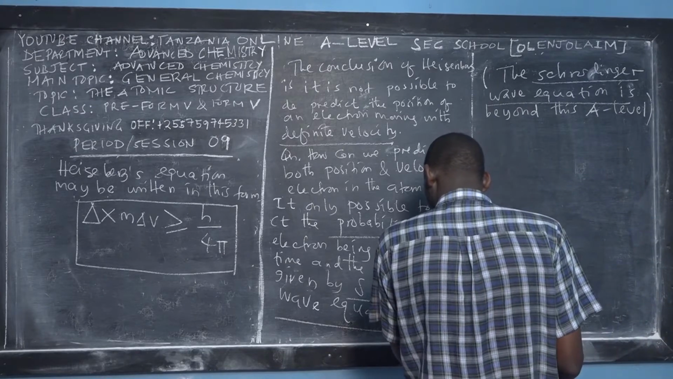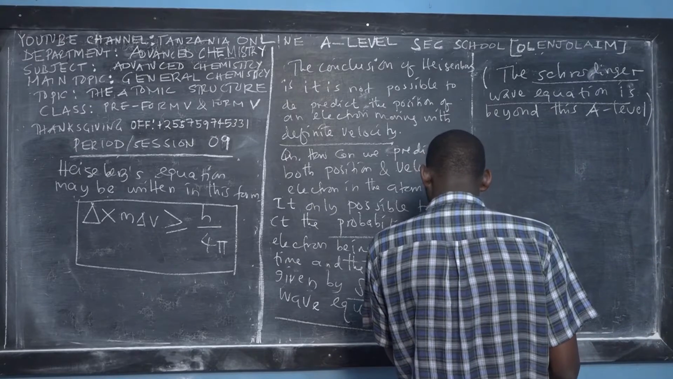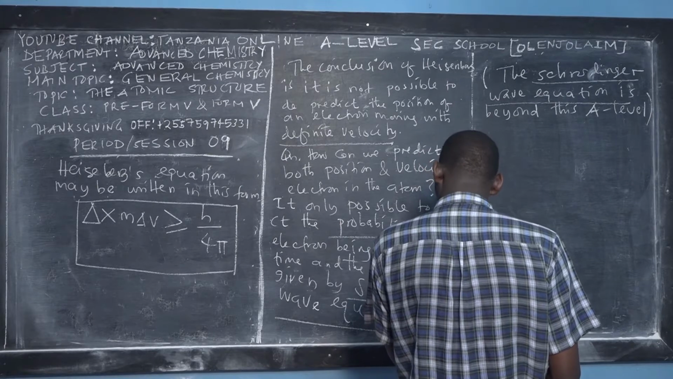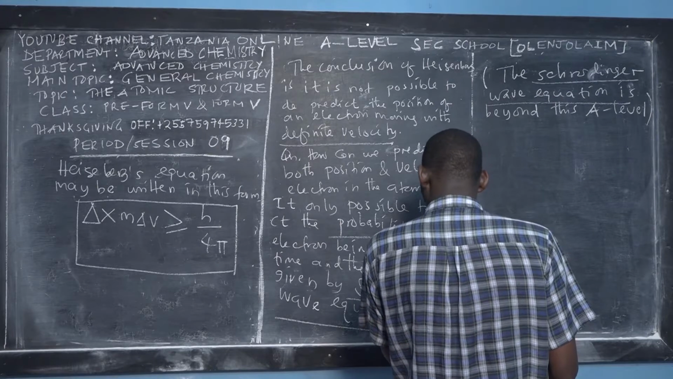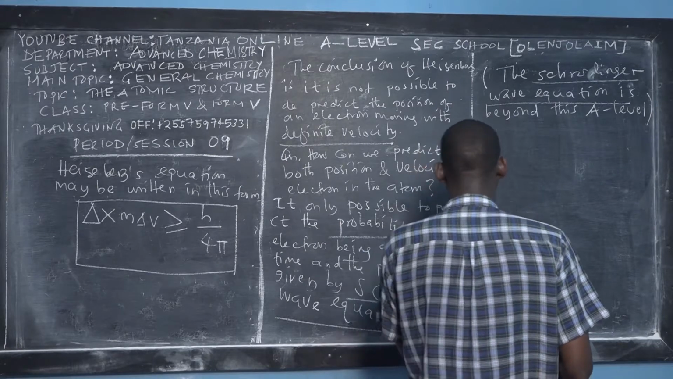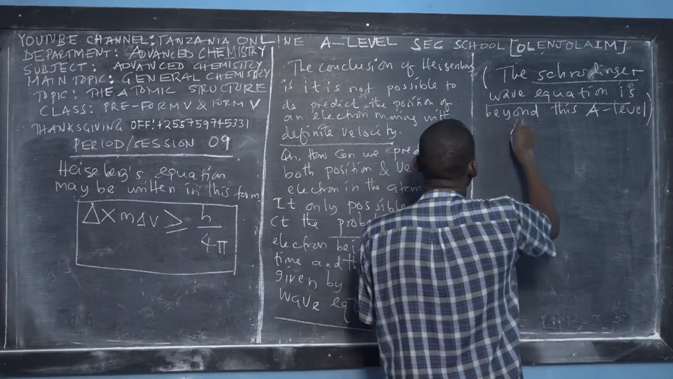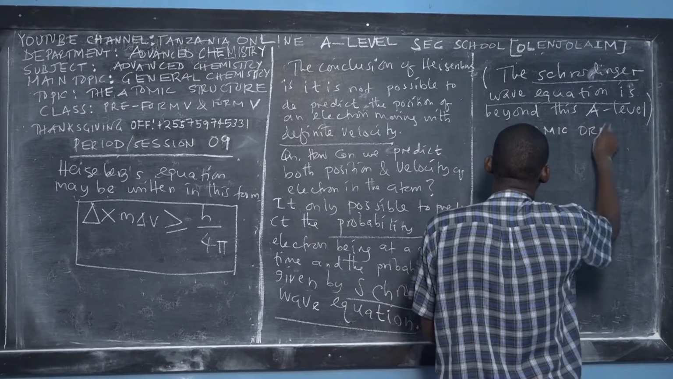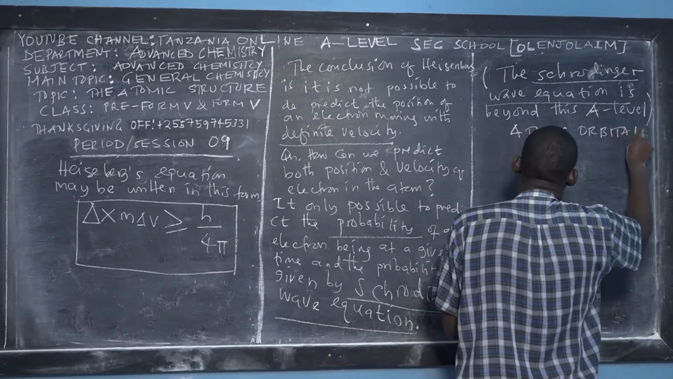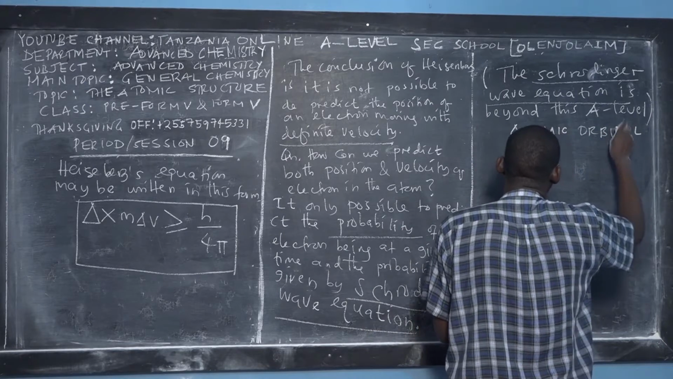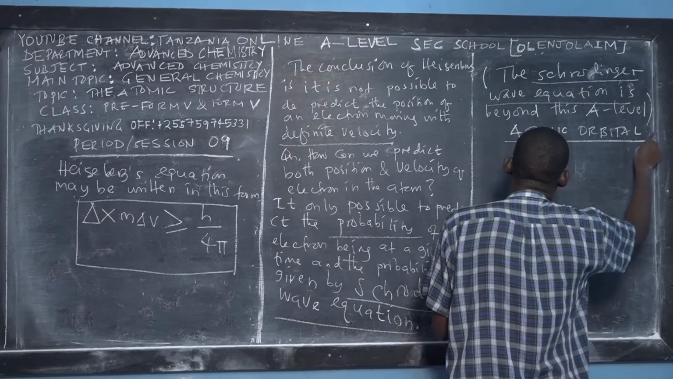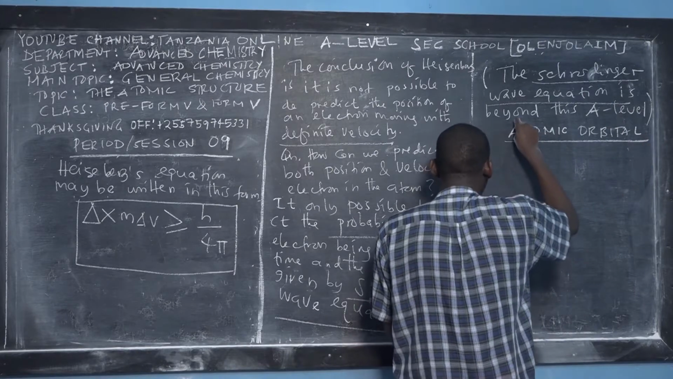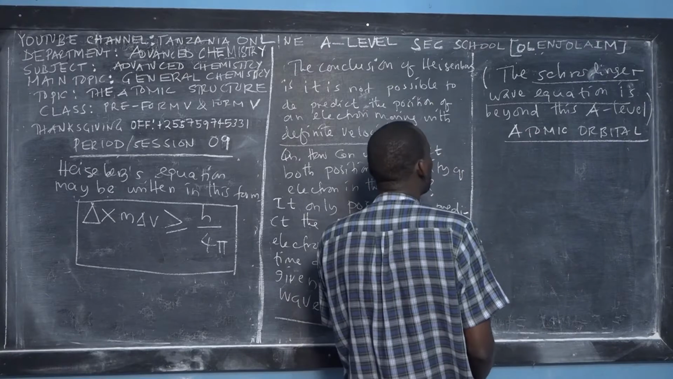Finally, the region in space around the nucleus where there is a maximum probability of finding an electron is called the atomic orbital. So now we have the term atomic orbital. Say it with me, atomic orbital. Write it in your subconscious mind.